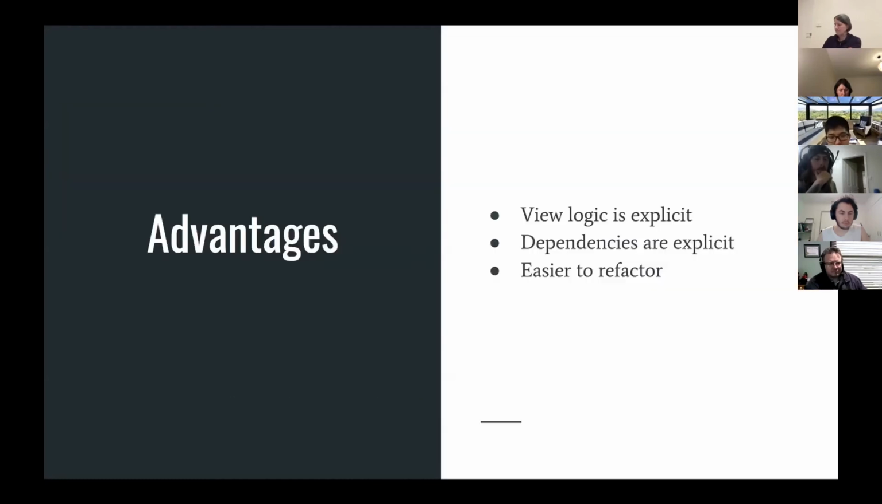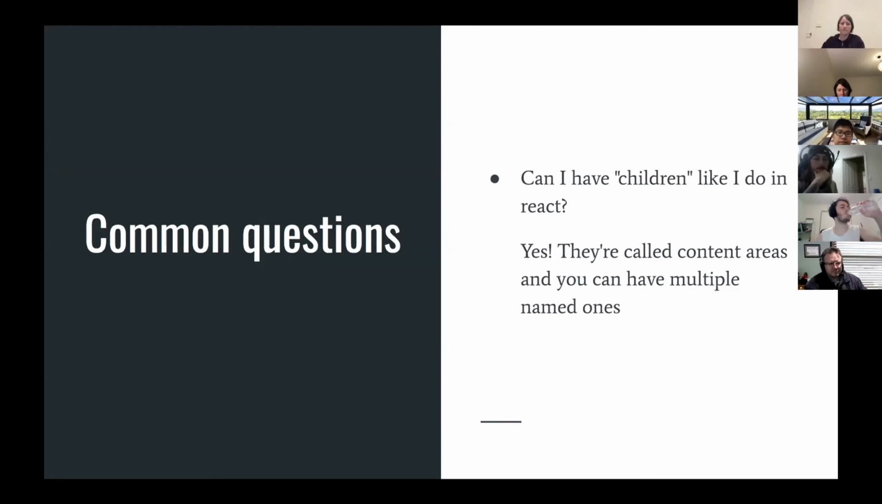So what are the advantages of using this? The view logic is now explicit. The dependencies are explicit. And it's easier to see newer abstractions, and it's easier to refactor stuff. People have some common questions when we talk about view component. Can I have children like I do in React? And the answer is yes. You can have multiple content areas and you can name them.